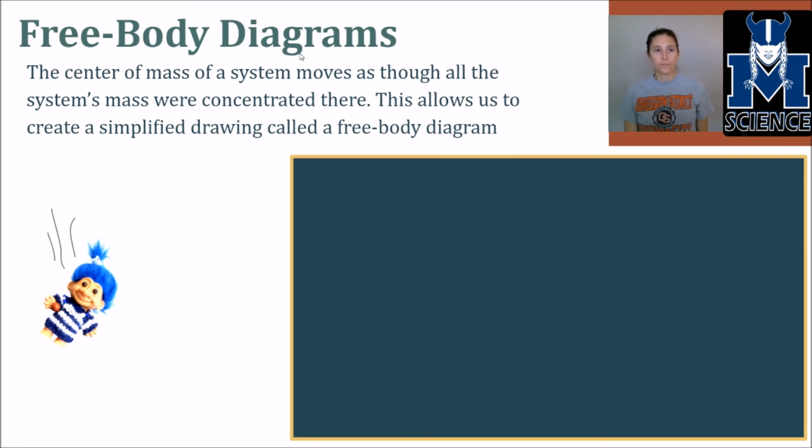So free body diagrams, we draw them with the center of mass represented by a circle or square, and we act as though all the mass is there at that center of mass. That's a fine approximation because the center of mass of an object moves as though all the system's mass were concentrated there. So let's go through the rules, or the steps, to create a free body diagram.